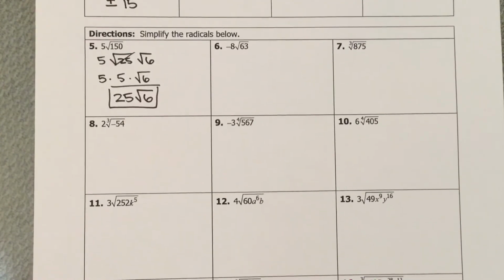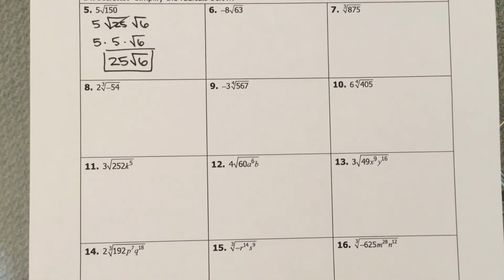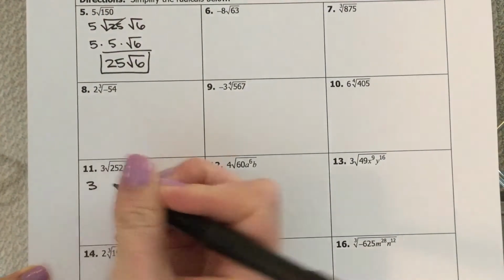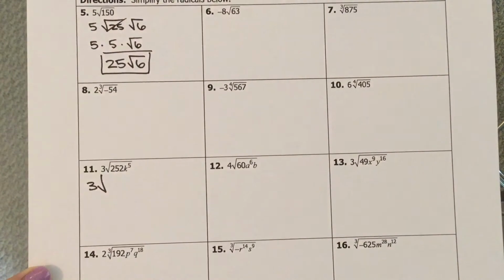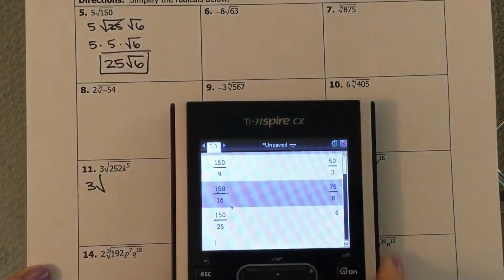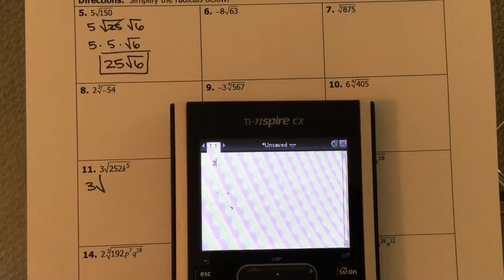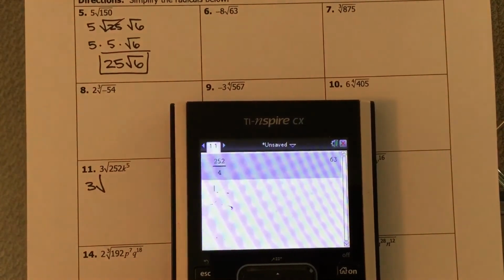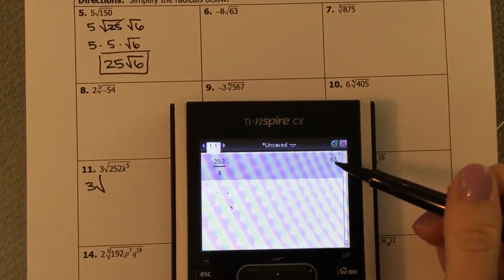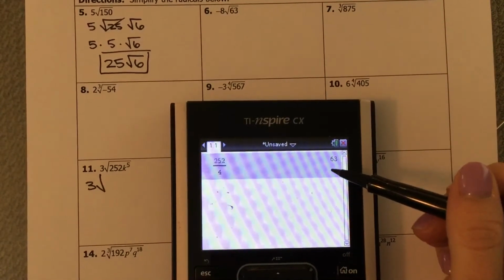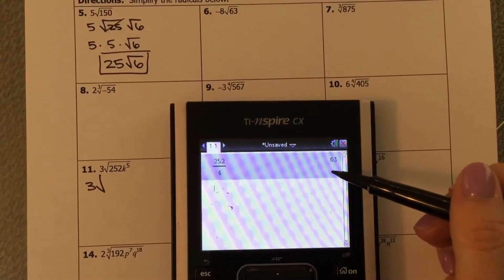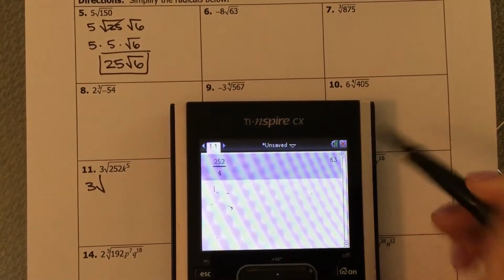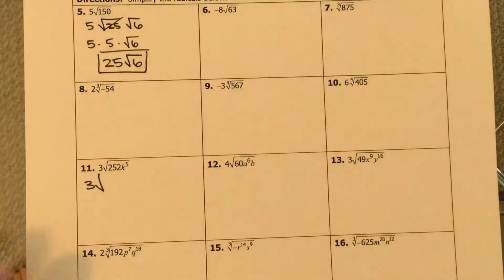All right, let's look at one that has some variables in it. Let's take a look at number 11. So we've got the 3 out front, and then we're going to take all of these things and break them down into their smallest pieces. So we're going to do the same thing I just did with the 252. So divide it by 4. So this does come out evenly. However, 63 is still divisible by a perfect square. Okay, it's still divisible by a 9. So I'm going to start by breaking it down this way.